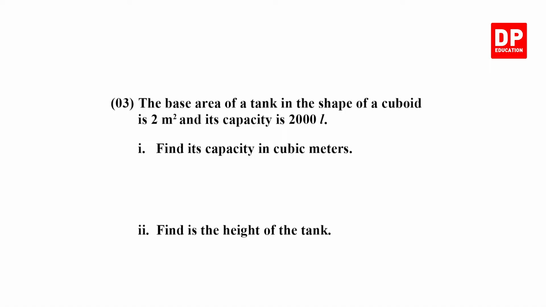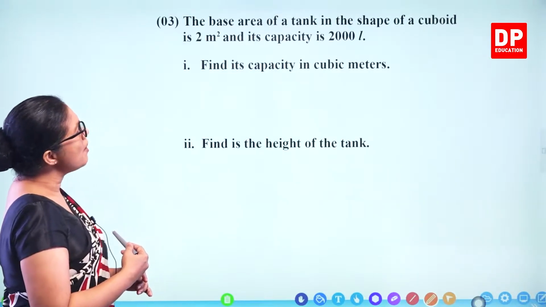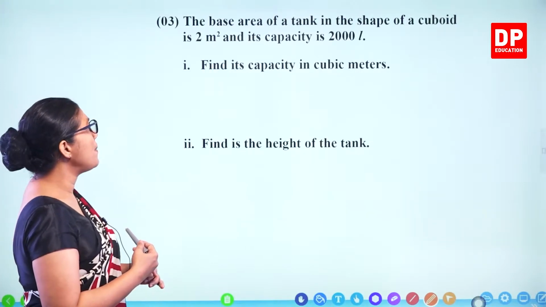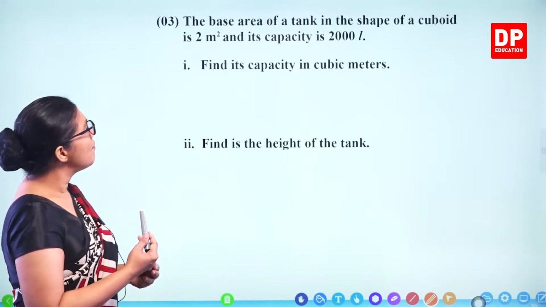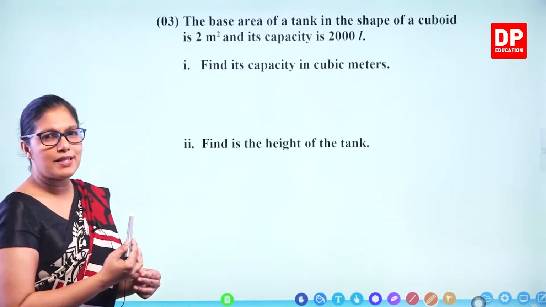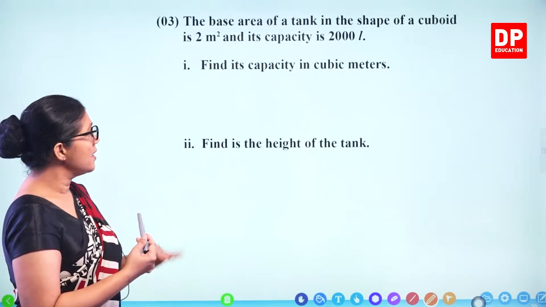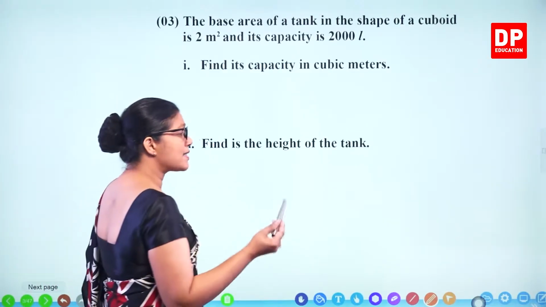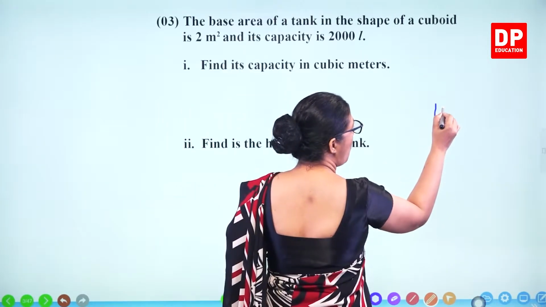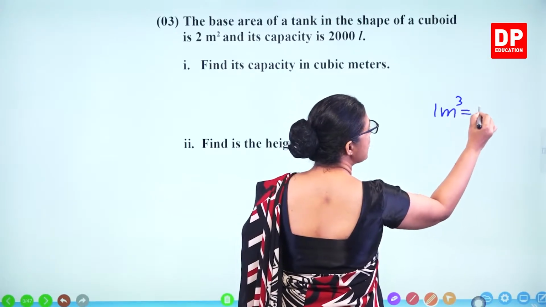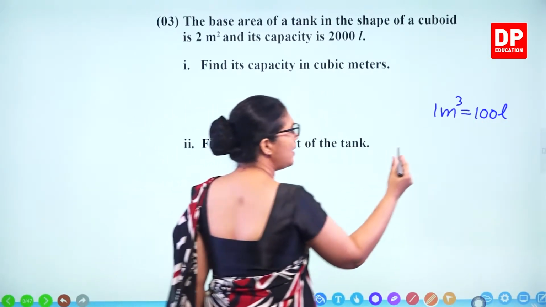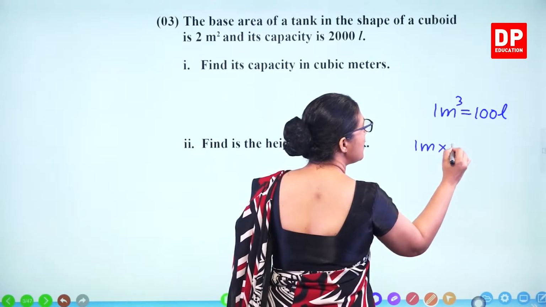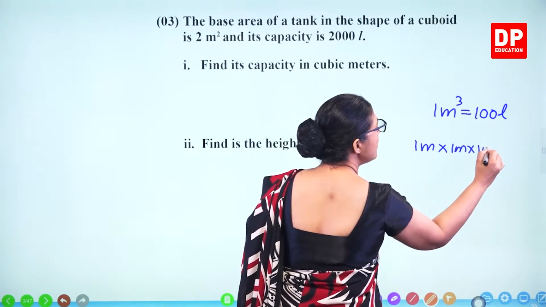Question number 3. The base area of a tank in the shape of a cuboid is 2 square meters and its capacity is 2000 liters. Find its capacity in cubic meters. So we need to first convert this one to cubic meters. So what's the relationship? 1 cubic meter is 1000 liters. How you get that one? Can you remember? 1 into 1 into 1.